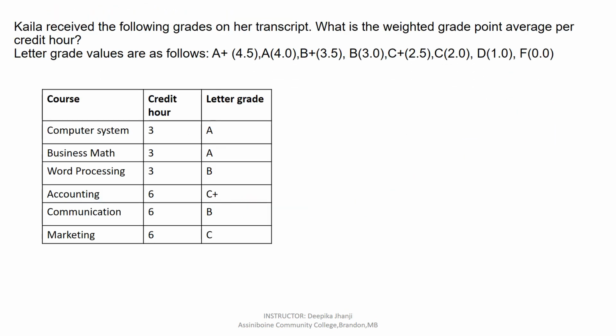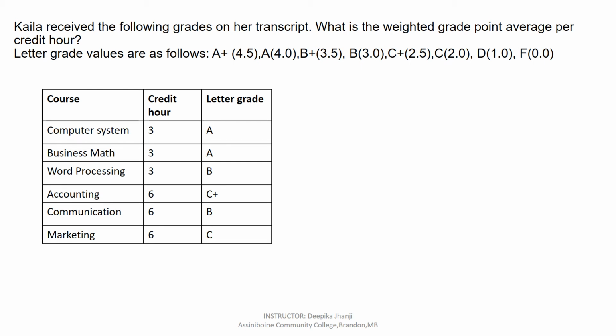Here we have another example which says Kayla received the following grades on her transcript, and we need to find Kayla's weighted grade point. So these are the 6 different courses Kayla had, and each course has been assigned a different weightage. So some courses are 3 credit hours and other courses are 6 credit hours, right?